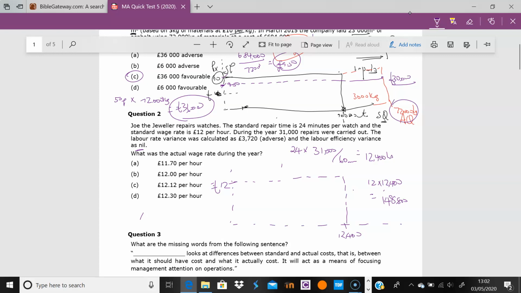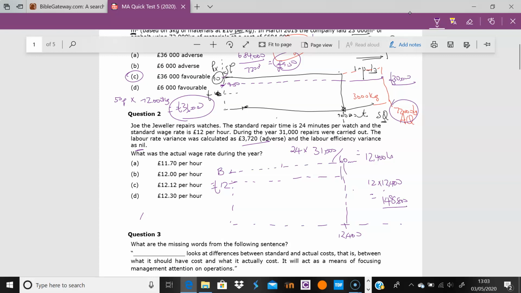Now, what I did here, you saw me look for efficiency. Here it tells me that labor efficiency is 0, so it means that there's no time difference. I actually did spend 12,400 hours in actuals in real life, in real time. But we paid more, if you like. We paid more wages. It tells me it's adverse. So I should have spent this, but I ended up spending more. So there's a rate here, I'll just call this rate B, that I paid at for the same amount of time.